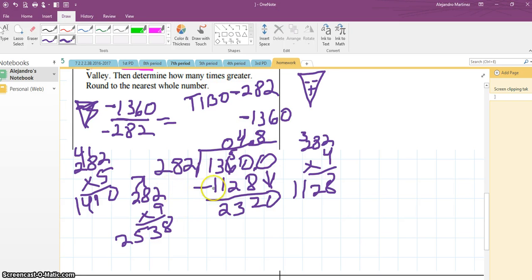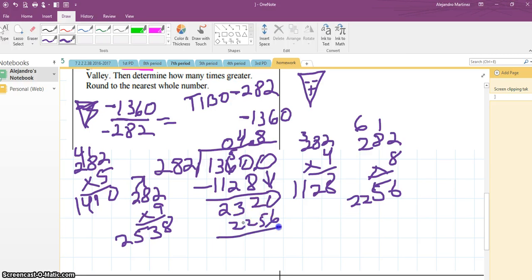Okay. So then 282 times 8 gives me 16. 8 times 8 is 64 plus 1 is 65. 8 times 2 is 16 plus 6 is what, 22. So that's about 2256 there. Subtract.